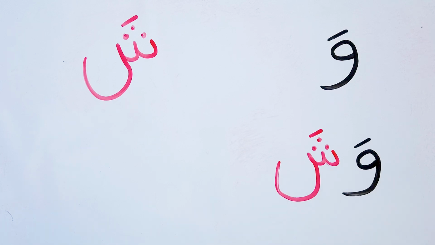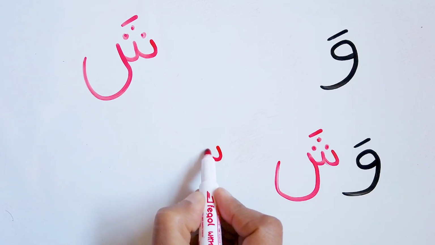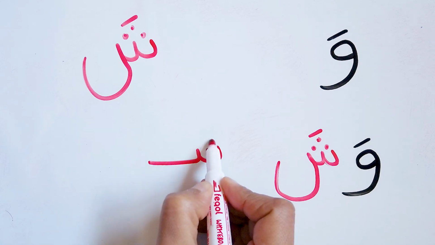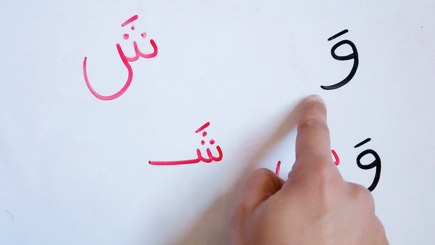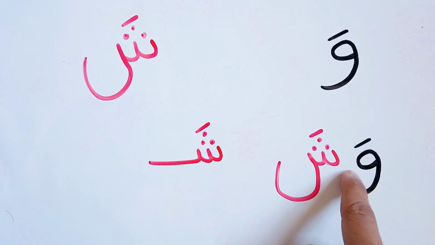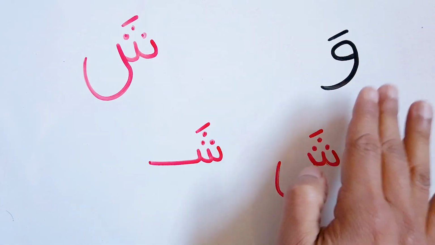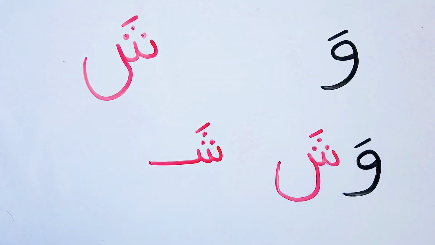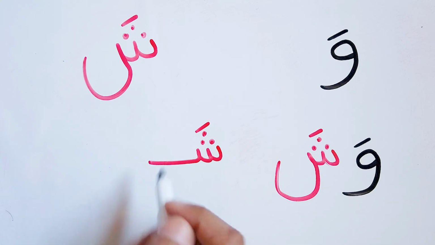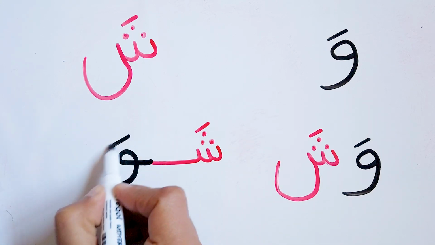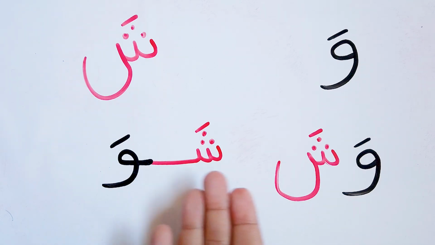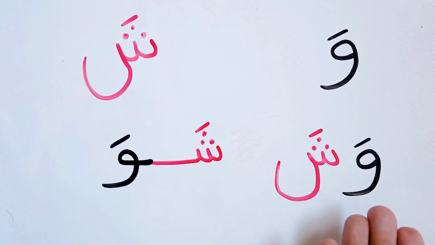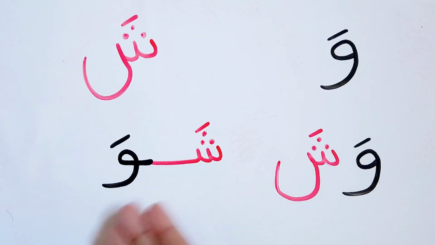Let's invert. Let's start with sha. Sha. Wa. Wa is a refusal letter, as you see here, right? But all letters can get connected from the right side when the previous letter is a regular letter, as you see. Wa. Let's read together. Shawa, shawa, washa, washa, shawa, shawa.